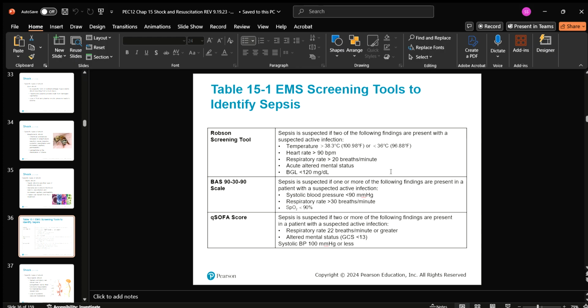Excuse me. So their temperature is going to be high. It's going to be elevated because they likely have a fever due to infection, rapid heart rate, rapid respiratory rate. They may have an altered mental status, and their glucose level is probably less than 120. We may also see decreased blood pressure, decreased SpO2. These are all things that we may see in someone that is septic.